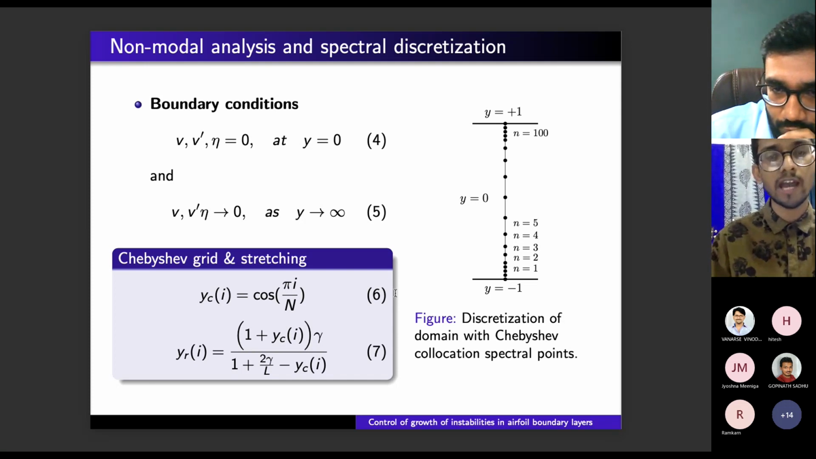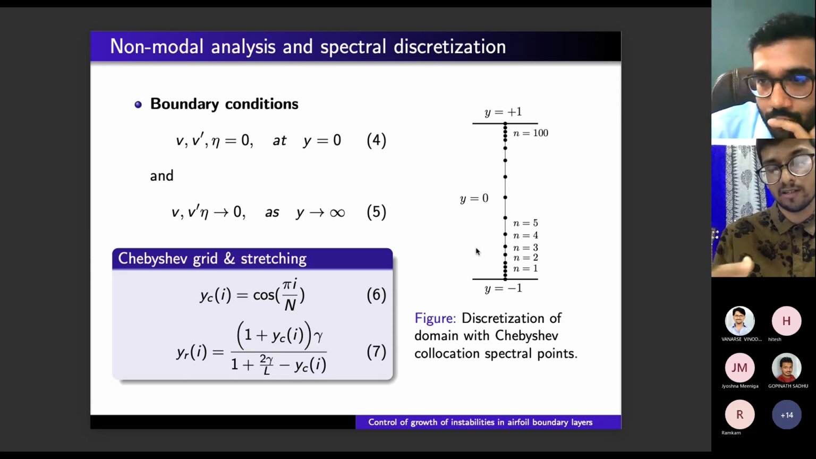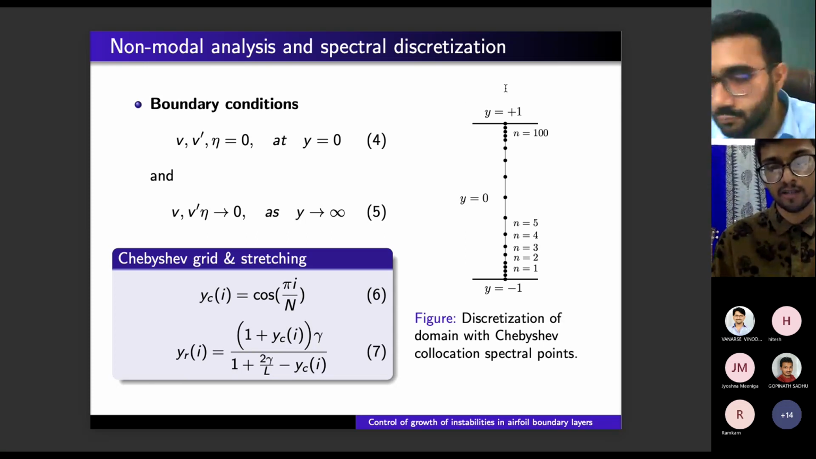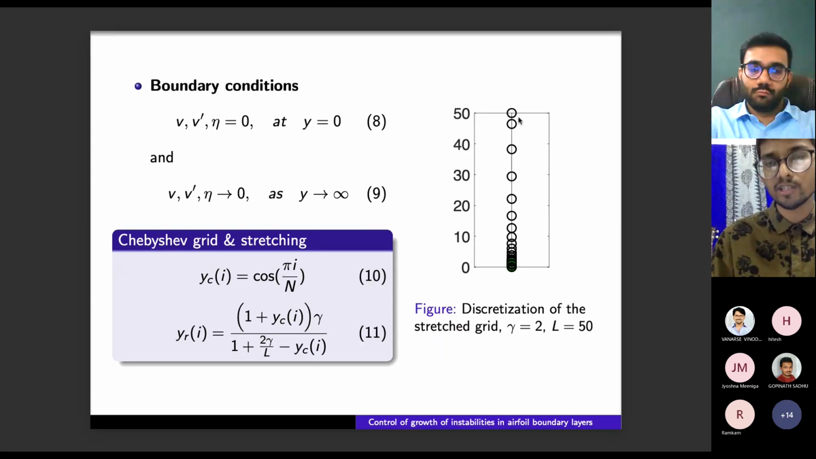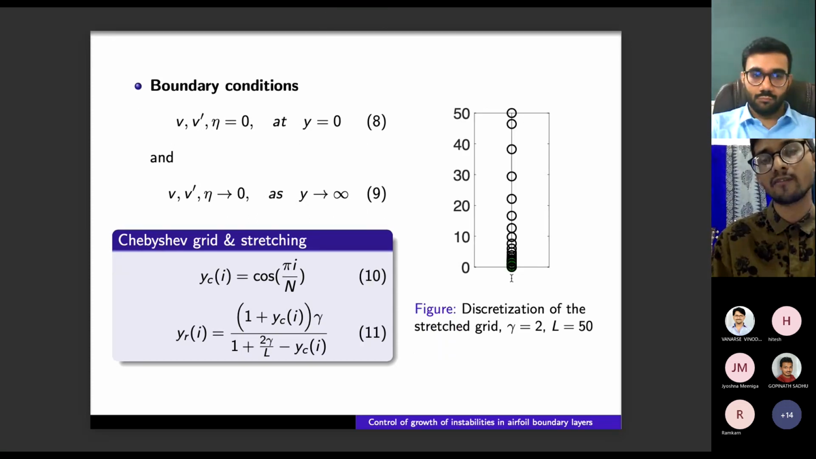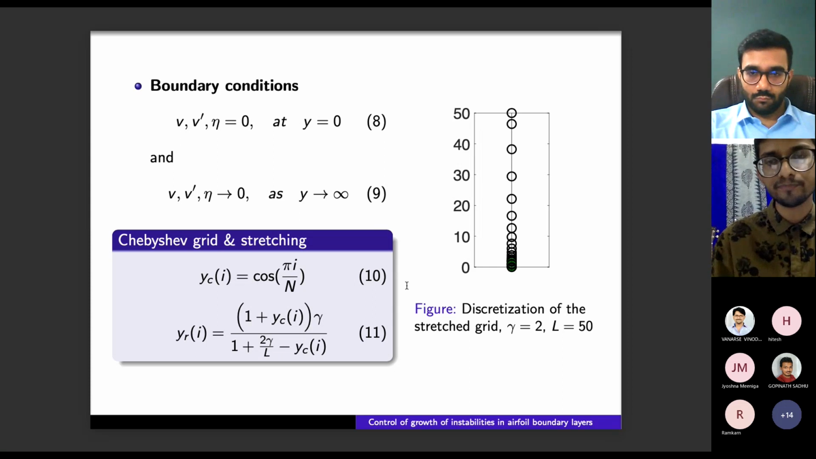However, in our work, we have just one boundary and one free stream condition. So we are taking a mapping from yc to yr, where gamma is the stretching factor, how many points we want to stretch in different directions. So this is the stretched discretization, where we have even more clustered points at the boundary, and less clustered points at the free stream condition.